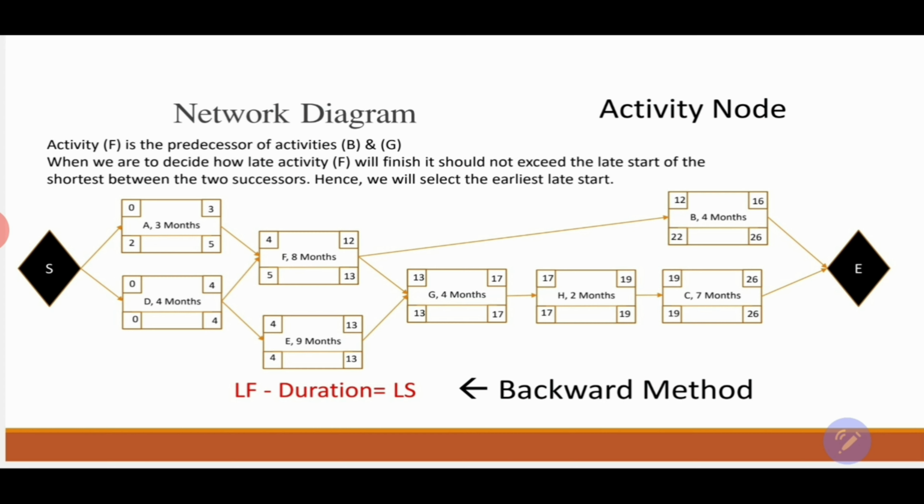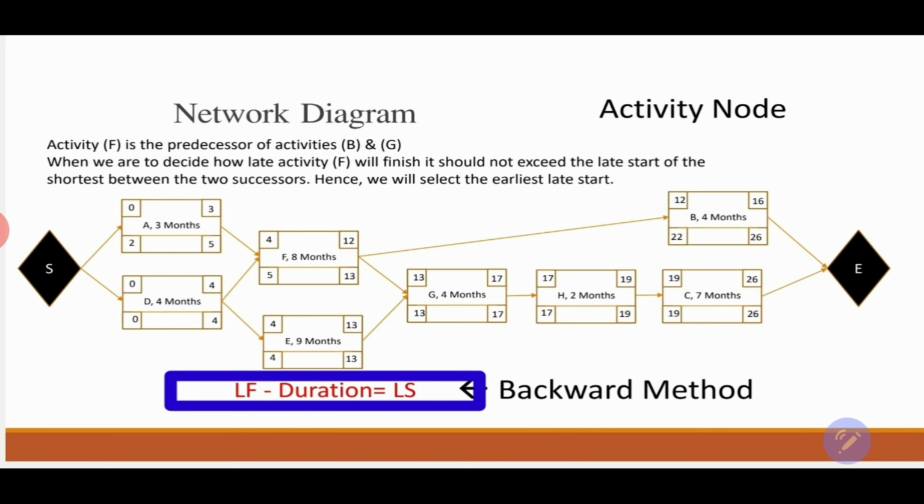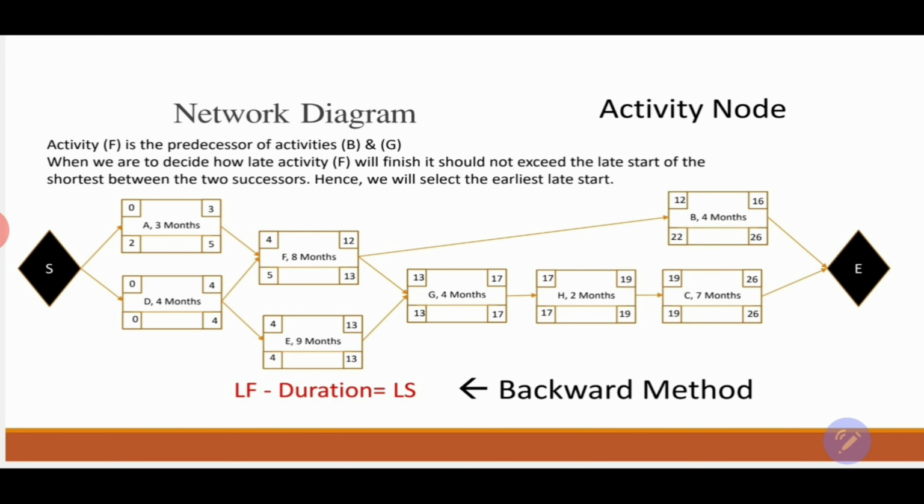Now we have to complete our network diagram and start filling the late start and late finishes, and we will use for this purpose the path backward method, and we'll start from the end and we'll go towards the start, and that's going to be a backward method. The equation that we will use is that the late finish minus the duration will give me the late start. The first thing we need to do is to look into the activities that are the predecessors of the end.